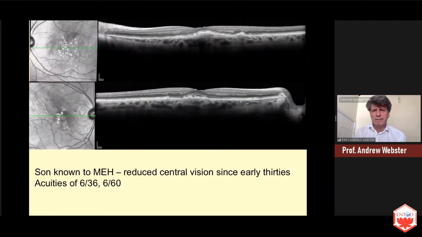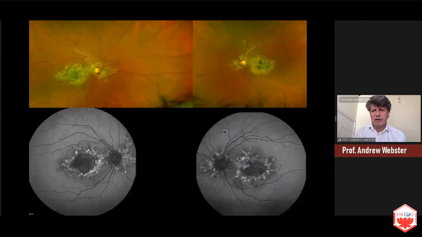But she's got a son who's more severely affected. The son looks like that. He's registered blind. He's lost his central vision down to 6/60. And a similar hyperautofluorescence, a lot of atrophy. He's more severely affected with atrophy.